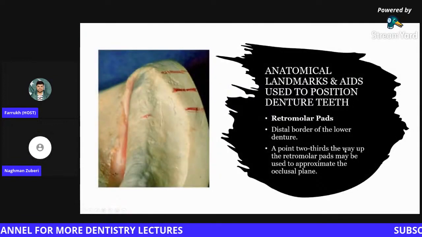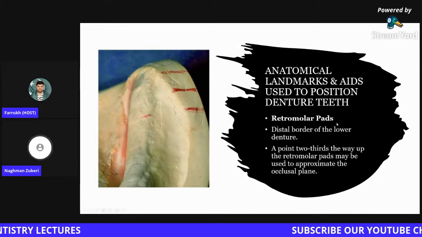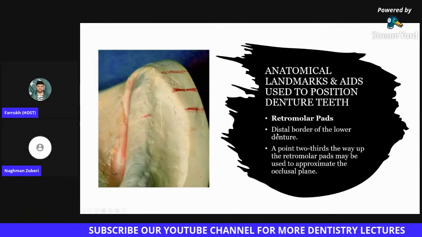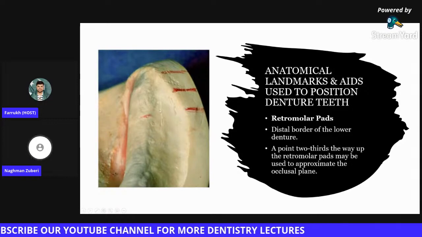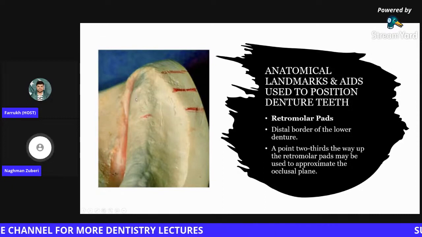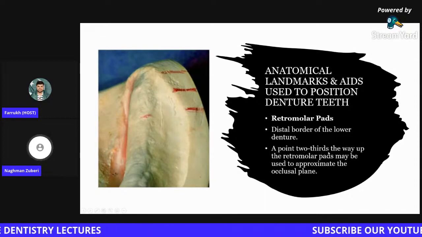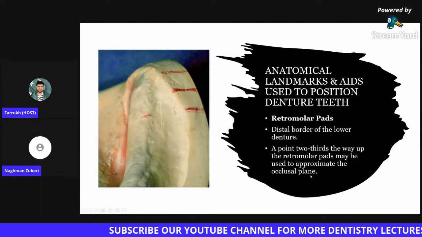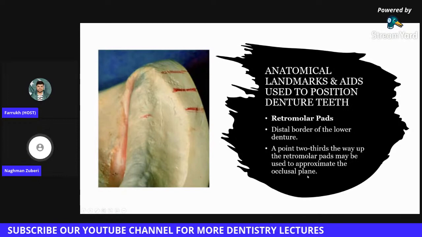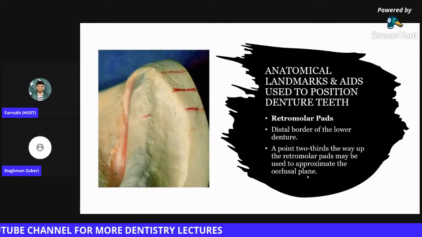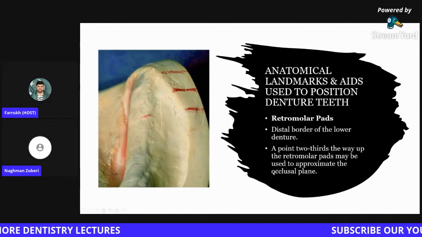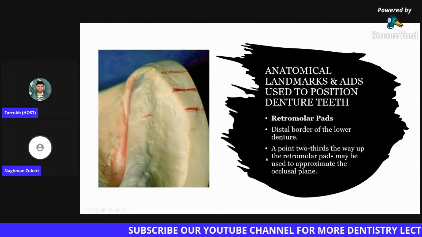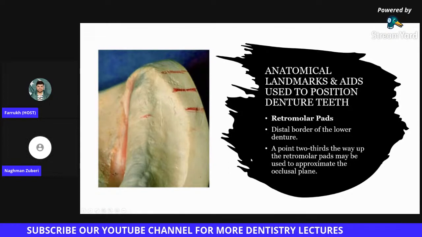Then comes the lower denture. The retromolar pad is a very important anatomical landmark in the lower denture. The distal border of the lower denture is actually dictated by the retromolar pad, and a point two-thirds of the way up the retromolar pad is used to approximate the occlusal plane. How to find the occlusal plane using the ala-tragus line, and how the interpupillary line is used for setting up the anterior teeth, we will discuss in our next lecture, inshallah.